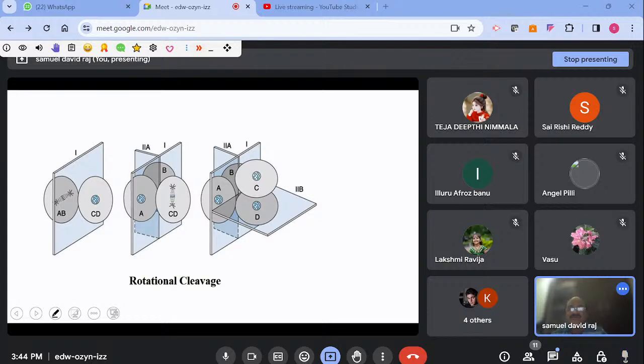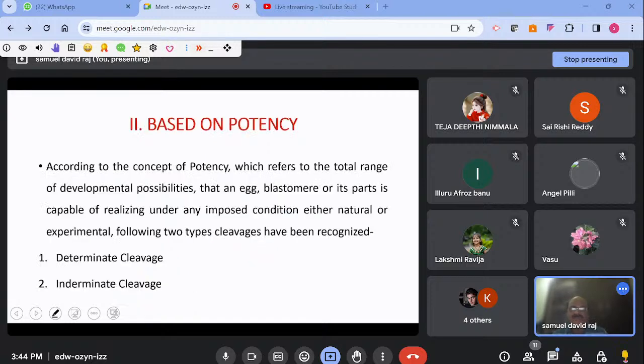Okay, so this is how it appears. The first division is meridional, resulting in two daughter cells. In one, it is meridional. In the other, it is equational. Thus, with each division, one cell divides meridionally and the other equationally, resulting in rotational cleavage. And in most examinations, this question is generally asked: rotational cleavage is present in dash, mammals. You can write it down.